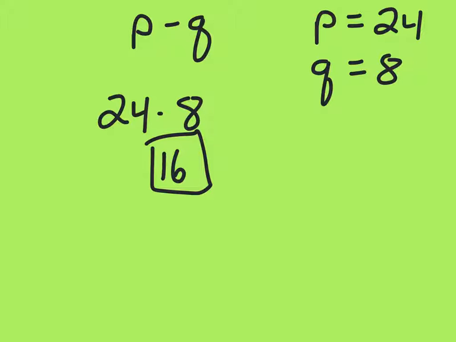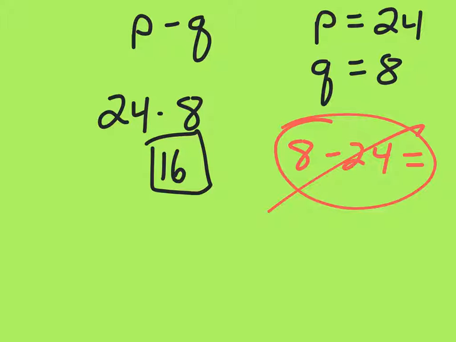You do need to make sure, though, that you are putting the right numbers in for the right variable. Notice that the P goes first, so 24 needs to go first here. And the Q was second, so the 8, because q equals 8, the 8 needs to go second. If you were to mix that up, you're not going to get the same answer in this instance. You would get 8 minus 24, which is going to give you a negative answer, and you'll be scratching your head thinking about what you did wrong. Right? So just double check yourself and make sure that you're putting the right number for the right variable.